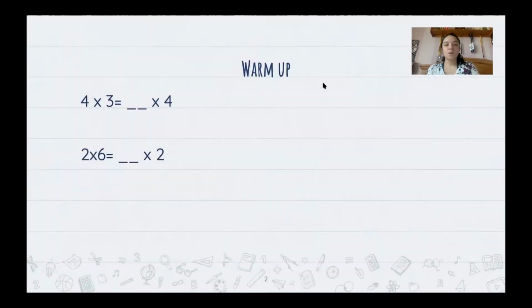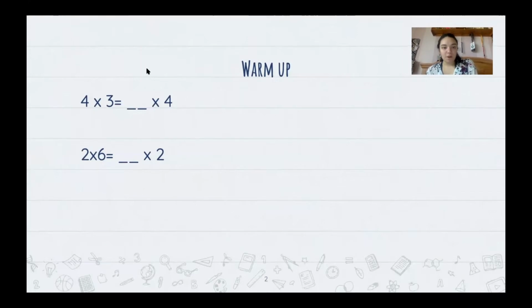So we are going to start our warm-up with just two simple problems. We're going to talk about the commutative property of multiplication. Just a quick review for those of you that are still unfamiliar, the commutative property means that I can do 4 times 3, and then if I were to flip it around and do 3 times 4, it would still mean the exact same thing because it gives you the same answer.